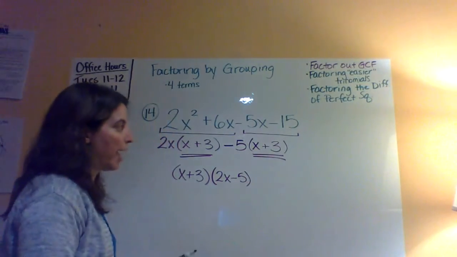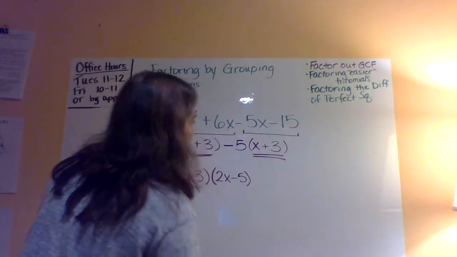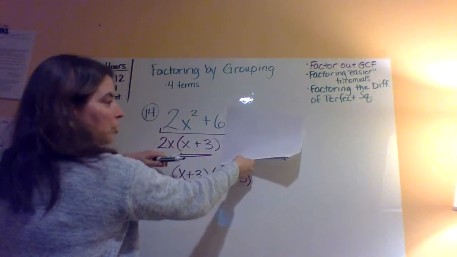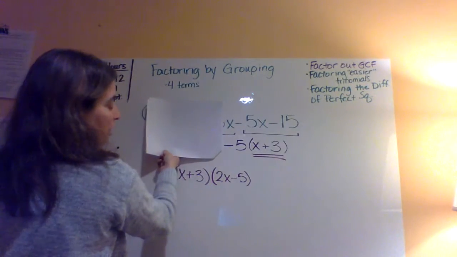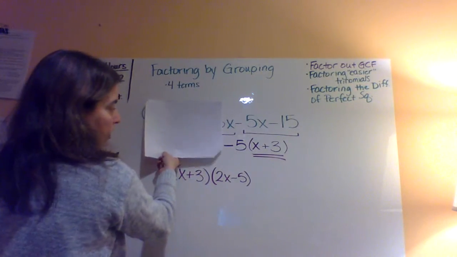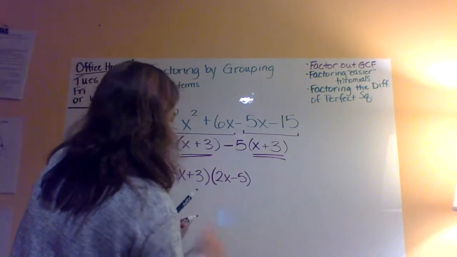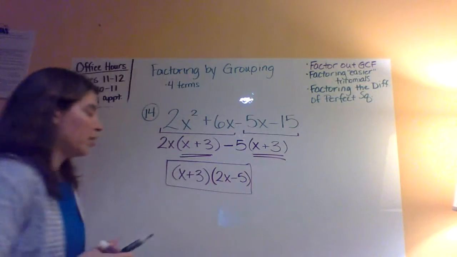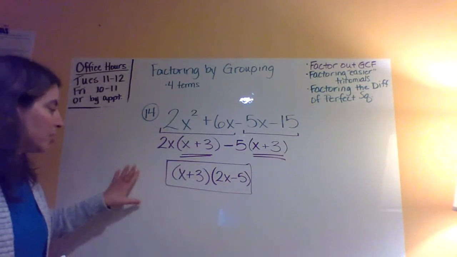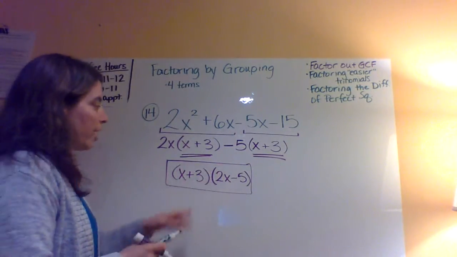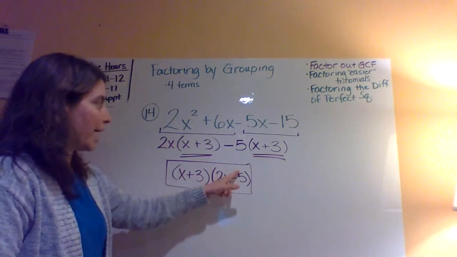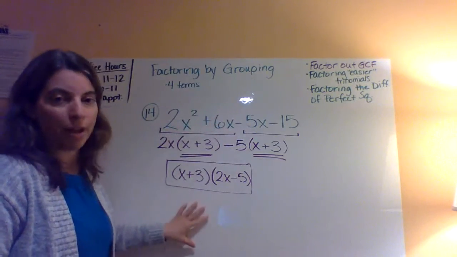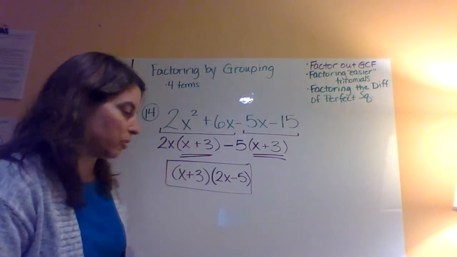Okay, so if we're looking at what happens there, I pull out the x plus 3. If I look at this term, if I divide out that x plus 3, what's left? 2x. And if I look at this term, once I divide out that x plus 3, what's left is negative 5. So that's what goes into the binomials. Okay, again, I can check it here also. X times 2x is 2x squared minus 5x plus 6x minus 15. That's what I have there. All right, let's do one more of those.